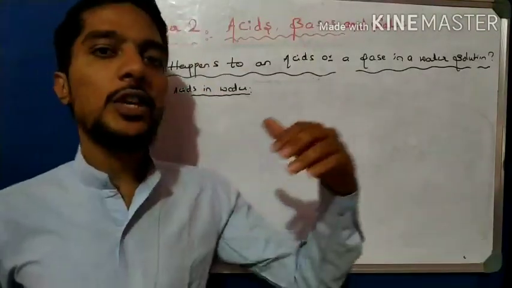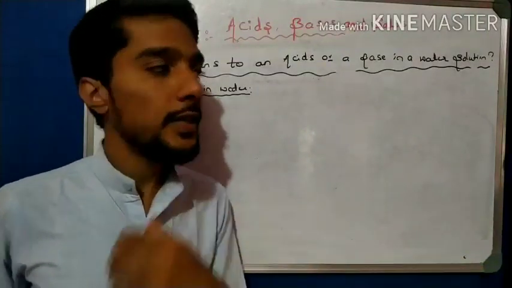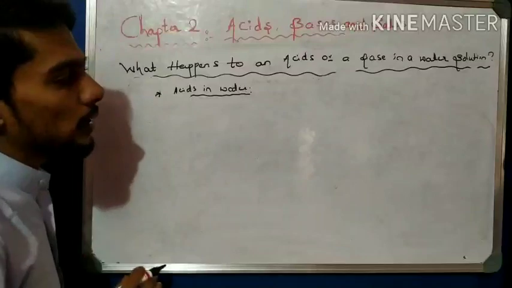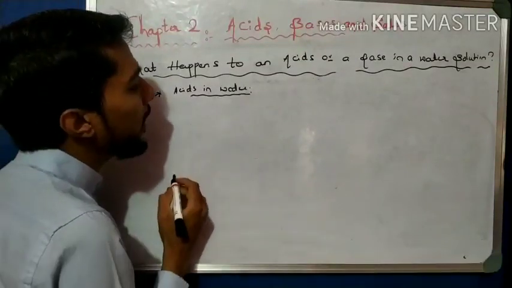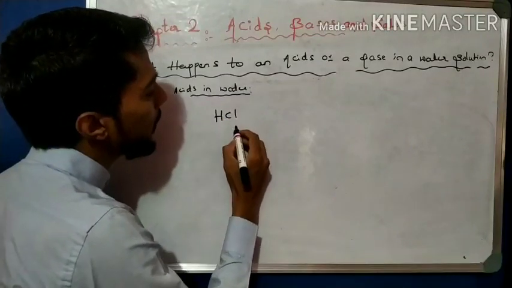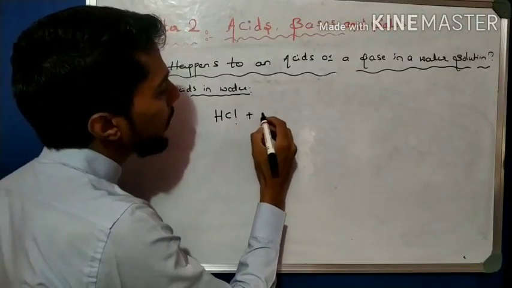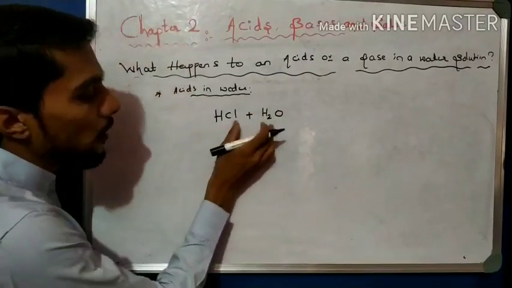More H plus ions produced means more acidity, fewer H plus ions produced means less acidity. Right. So acid in water solution. Now write the equation. Take any acid here. For example, I take HCl plus water molecule, that is H2O.